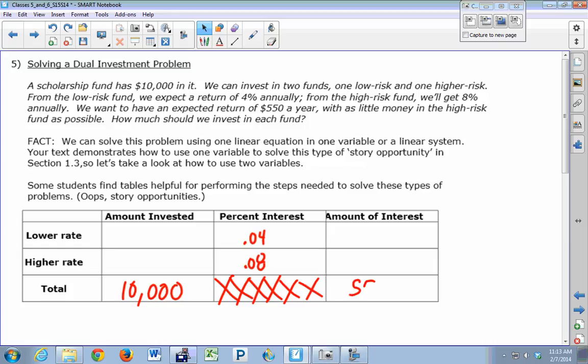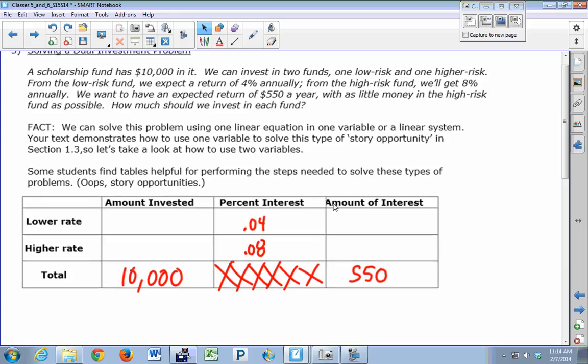In fact, we solve this problem using one linear equation. The text demonstrates how to use one variable to solve this type of story problem. Okay, so if you look in section 1.3 of your book, you will see how to do this very problem, same thing, with one variable. Today we're going to look at using two variables so we can use what we just learned with solving a system. And I think for most students, this is the preferred way of doing it.